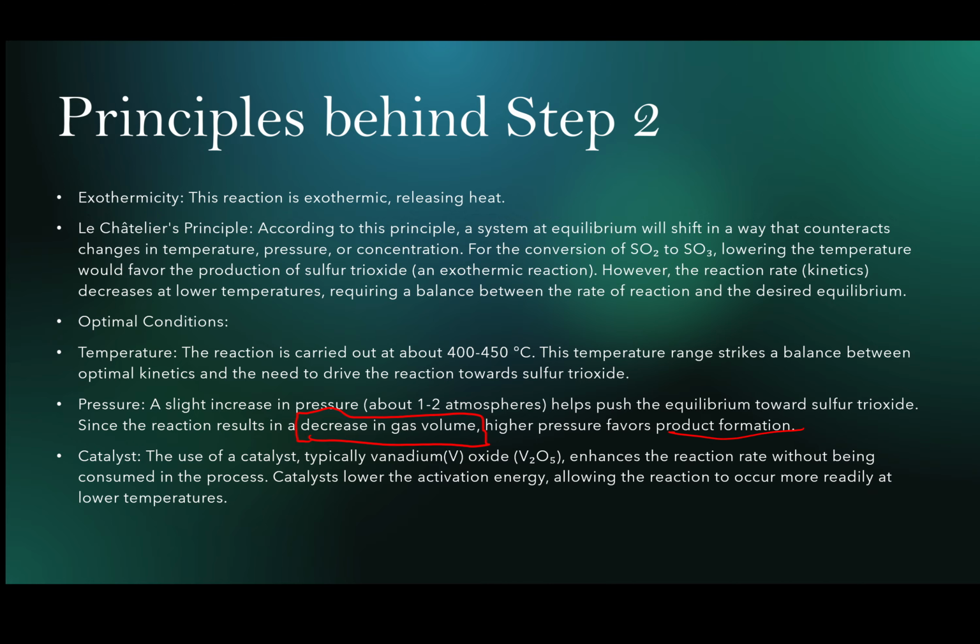The catalyst, right? The use of a catalyst, typically vanadium(V) oxide, enhances the reaction's rate without being consumed in the process. That is the definition of a catalyst. Catalysts lower the activation energy, allowing the reaction to occur more readily at lower temperatures. That's why we don't have to increase the temperature so much.